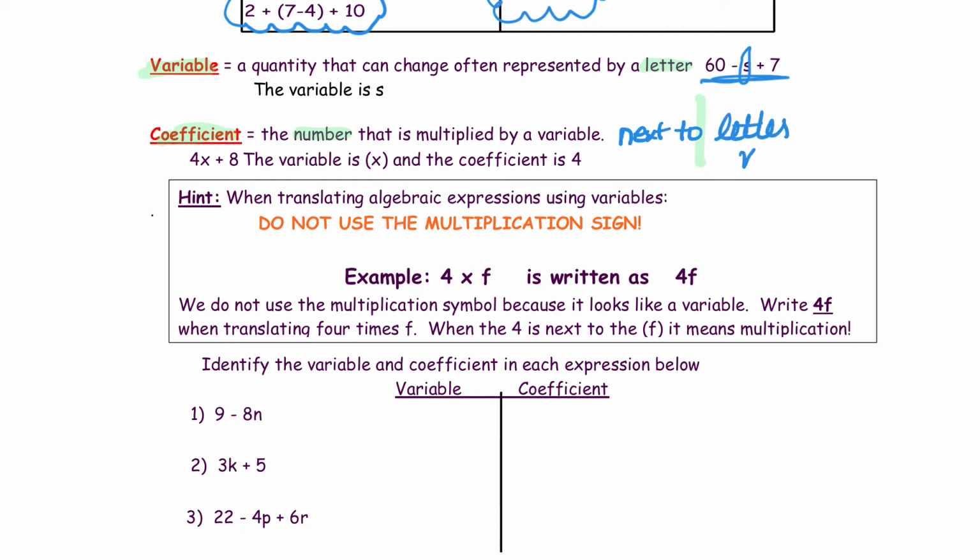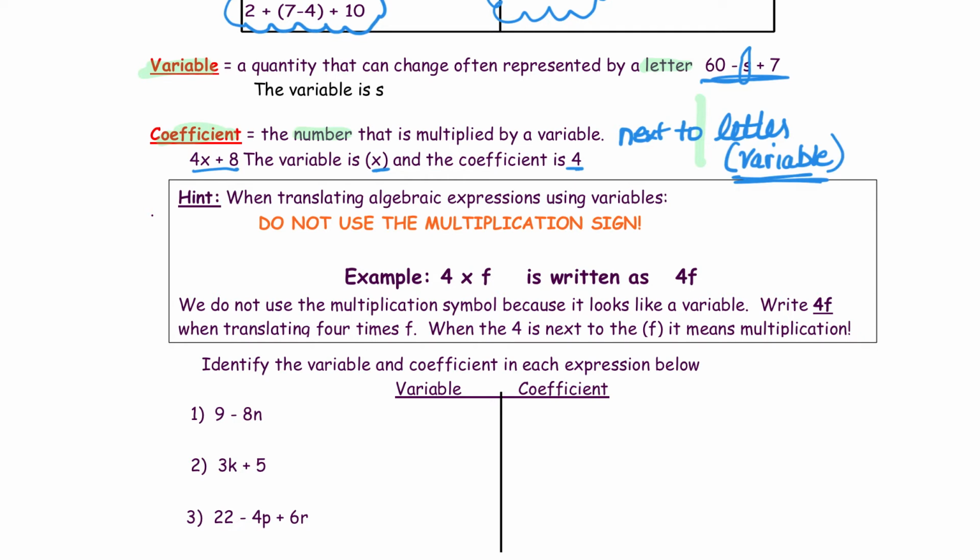Okay, get used to that. And when we're talking in class about letters, we want to start using the word variable, because we're talking mathematics. Example, 4x plus 8: the variable is x and the coefficient is 4.